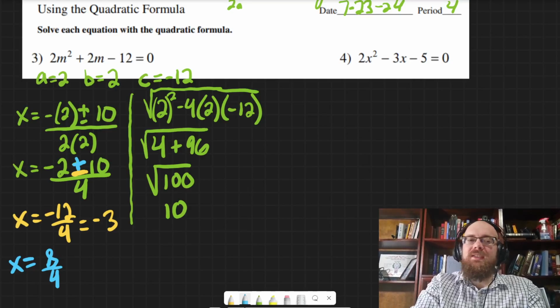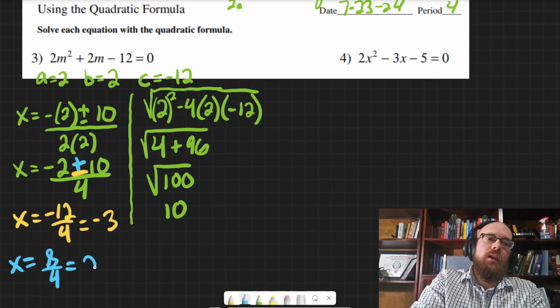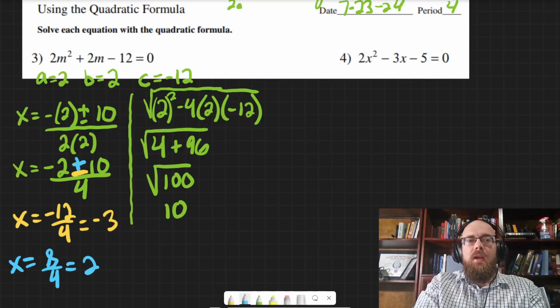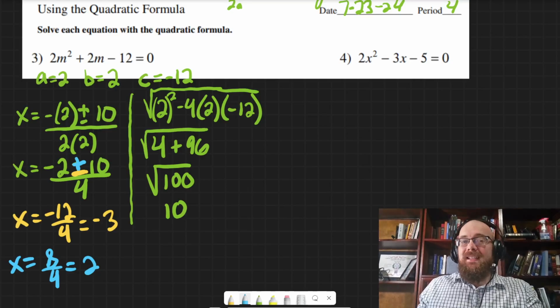Which is also the same thing as 10 minus 2. So 8 over 4, which is 2, and there's my other answer. All right, awesome. So at this point, you're basically done, but if you want to check your work, you can just plug them back in.